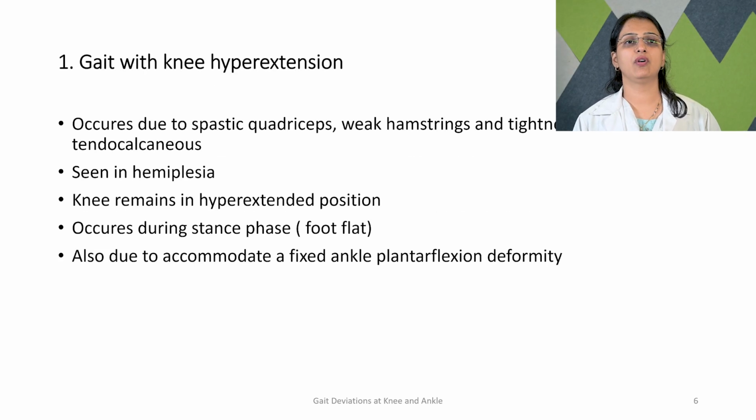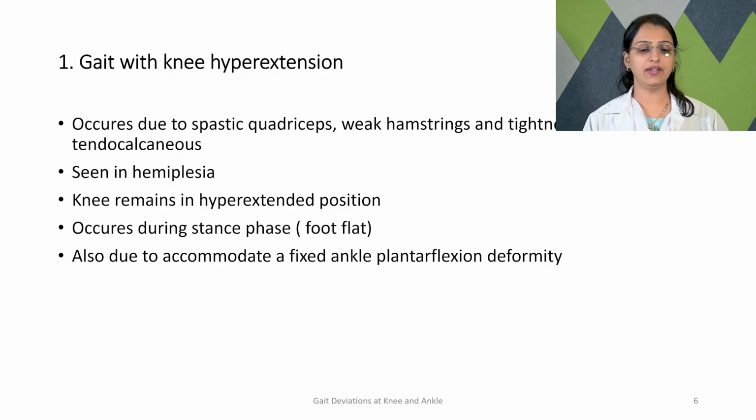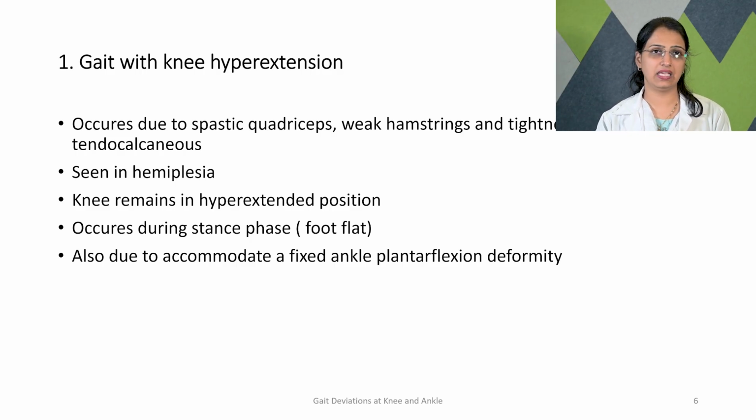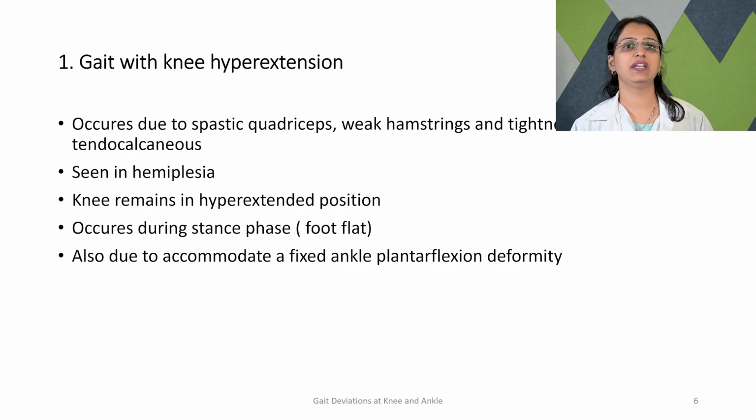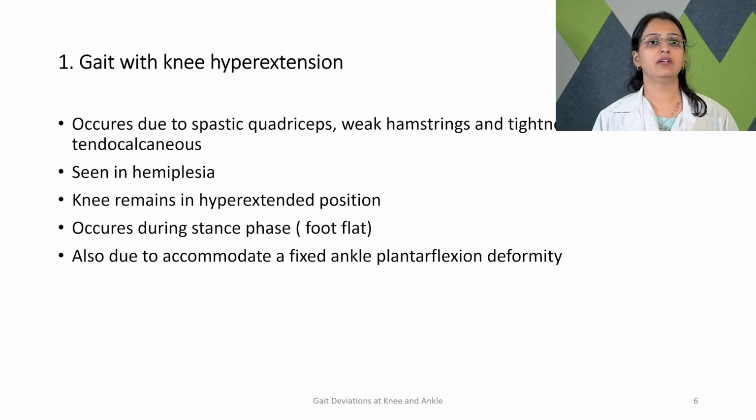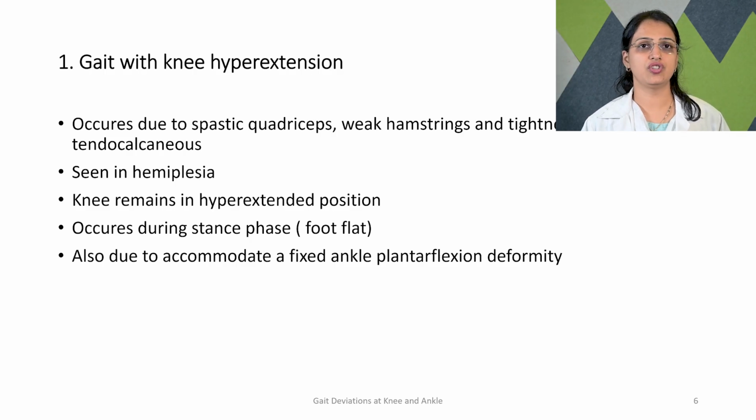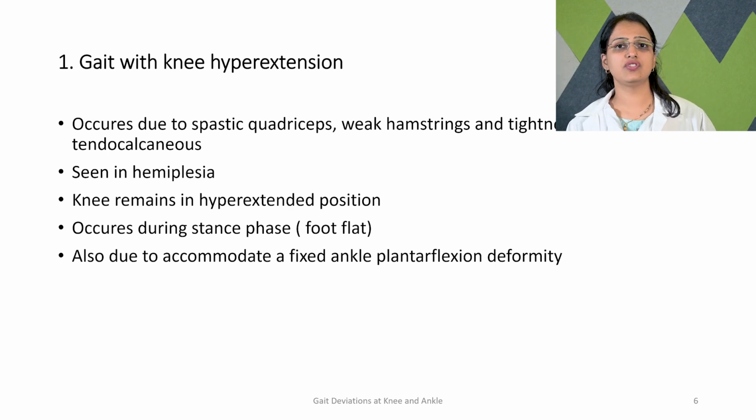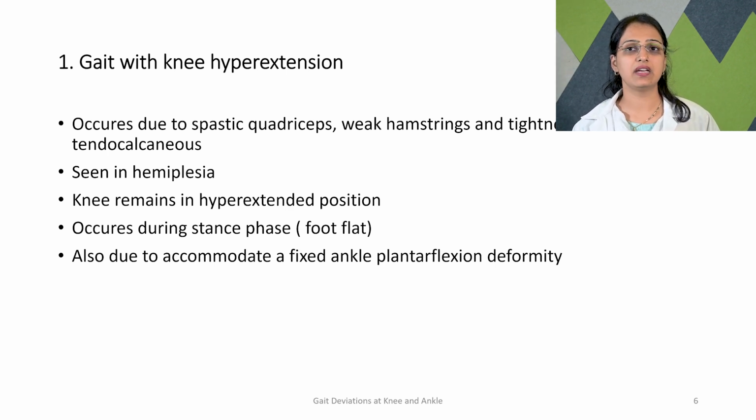So first we will see about the knee joint. The first one is gait with knee hyperextension. This type of gait occurs due to spastic quadriceps group of muscles, weak hamstring group of muscles, and tightness of the tendocalcaneal muscles. Usually, this type of gait is seen in hemiplegia. So here, the knee remains in a hyperextended position. Usually, this gait is seen in the stance phase during foot flat, and it is due to the fixed plantar flexor deformity.